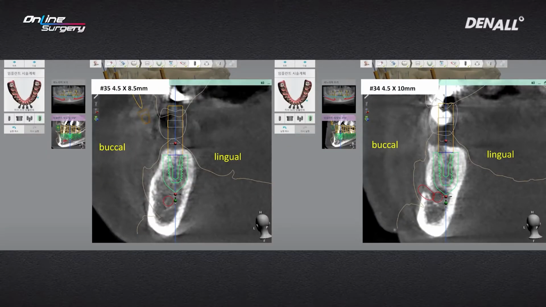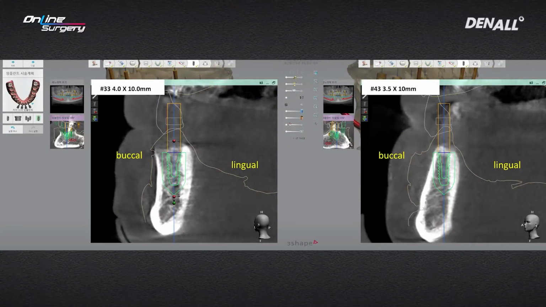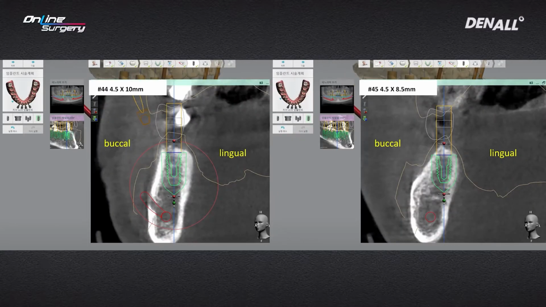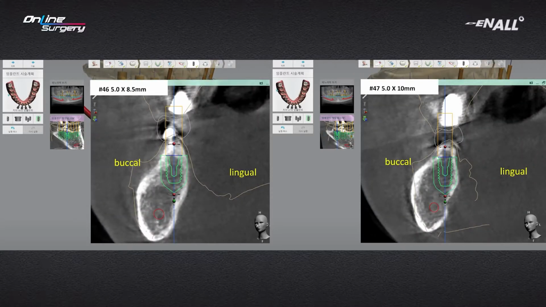Number 35 and 34, there's not going to be a major issue. This is number 33 and number 43, and this is for number 44 and 45. Unlike the premolar and canine area, 47 and 46, the bone quality looks very bad. Number 46 doesn't look very bad, but number 47 looks very unfavorable.